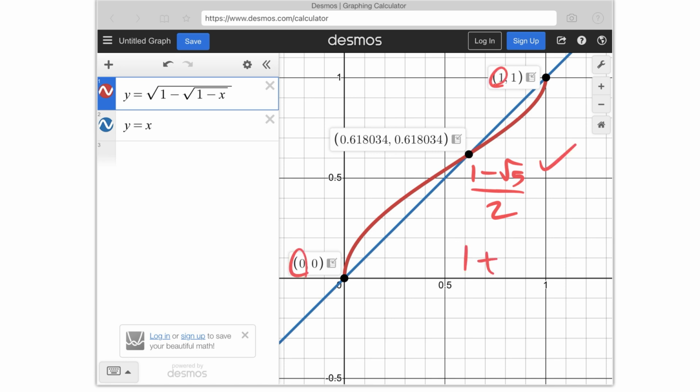But the one at 1 plus root 5 over 2, that one had to be rejected. So 3 of the 4 answers were indeed true. But this one is a bit too challenging, and you would definitely need the graph if you were to do it. I wouldn't expect you to check all of these manually.